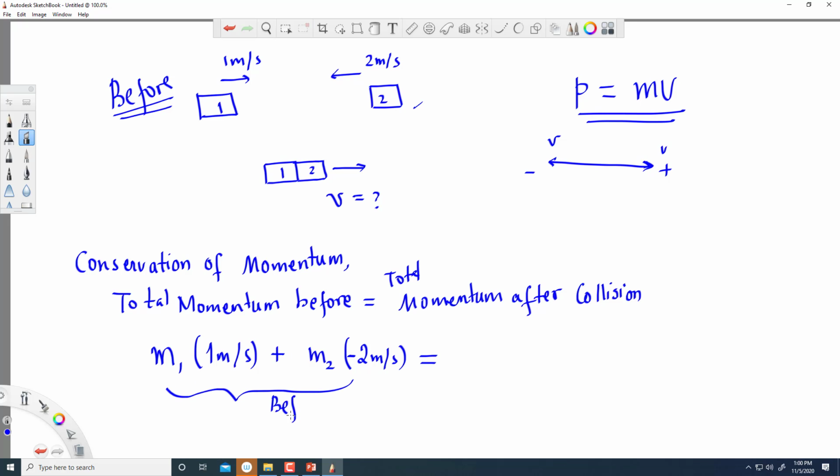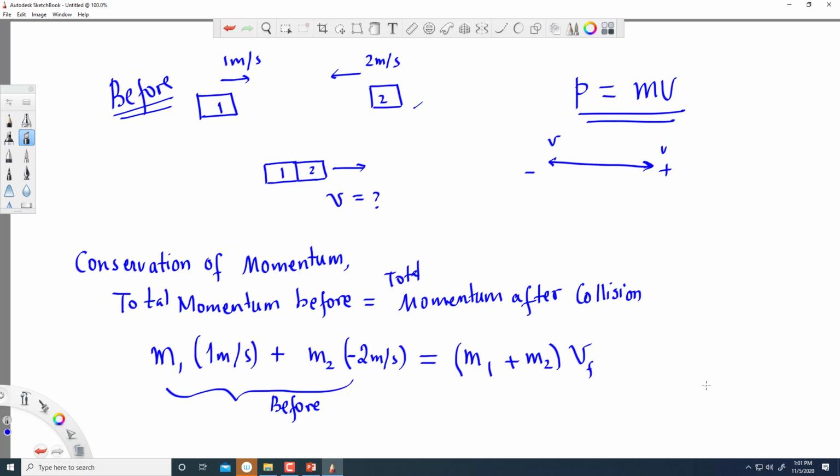Now we need to talk about after collision. After collision, what is the total momentum? Total momentum would be mass times velocity. What is the mass here? Mass is m1 plus m2, that's the total mass. And velocity, we don't know that, we want to find. So this is the final velocity after they get stuck.